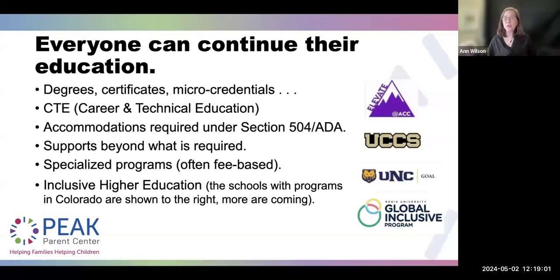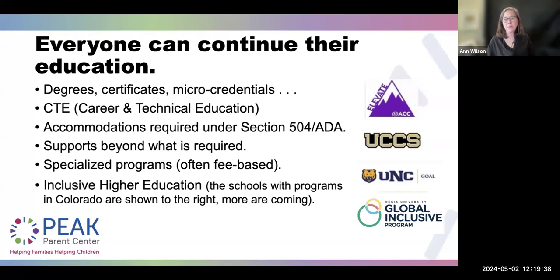Some schools have a culture of inclusivity, and they'll provide supports beyond what is required. And then there are specialized programs, and these seem to be increasing. These often require an additional fee, but you can have a program. I've seen a lot of these for students with learning disabilities or with autism. And if you're not aware of inclusive higher education, these programs allow students with intellectual disabilities to have a college experience. There are currently in this school year 4 in Colorado, but there are 2 more coming next year.